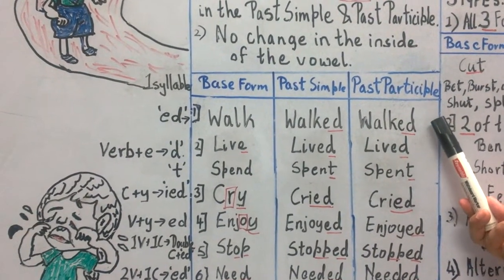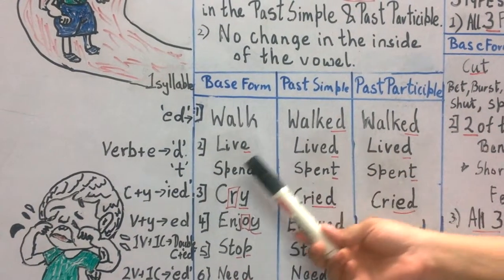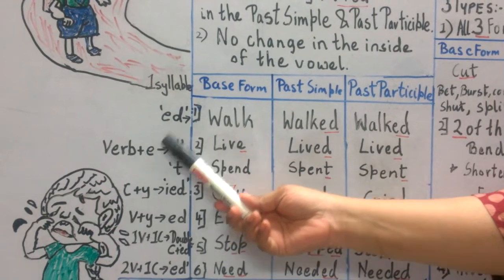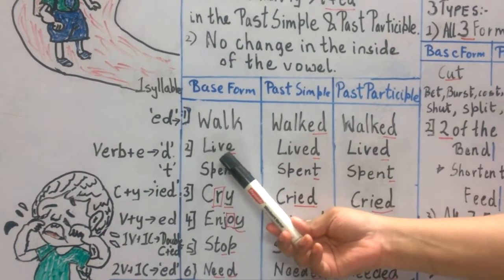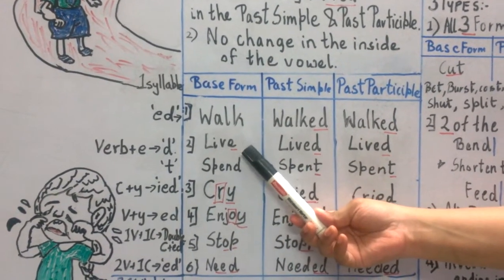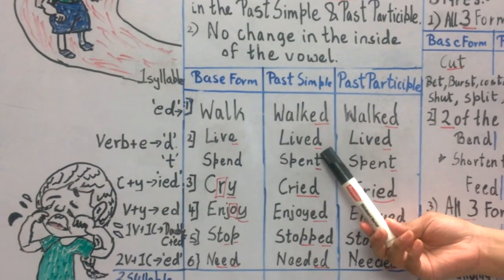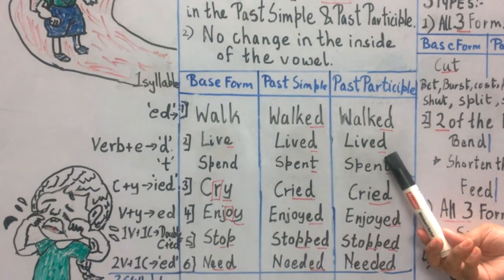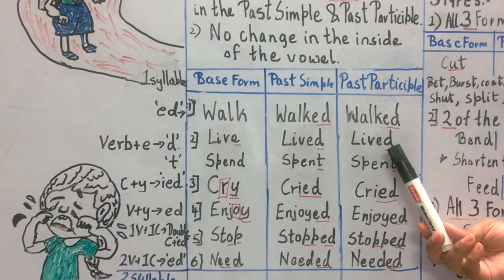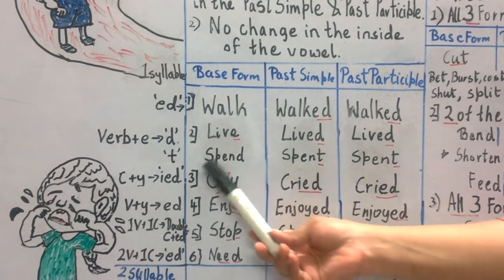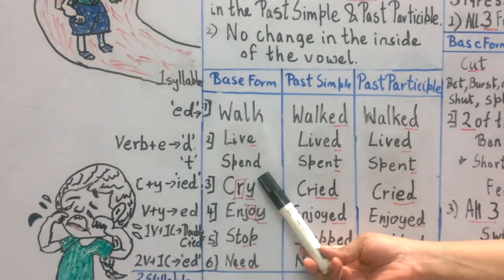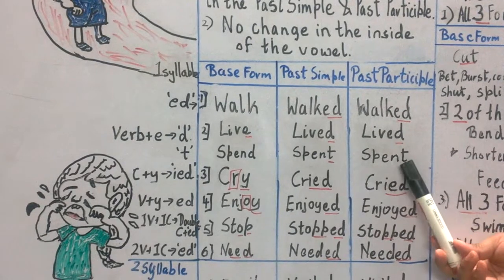Now let us see the second rule. The second rule, when the verb ends with an E and adds a D, we use this. For example, live, we have to add a D to it. So it becomes lived. And participle also becomes lived. Let us see the third rule. This is an exception because it is also an irregular verb. But we say here spend becomes spent and we add a T.